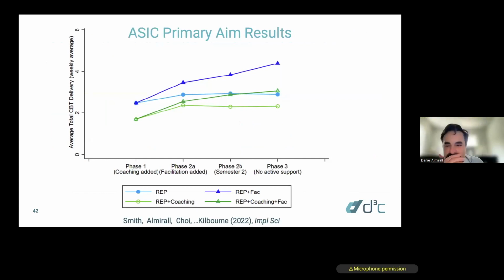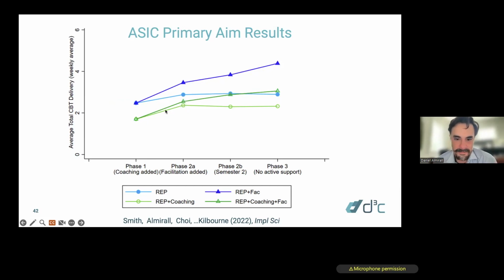Let me orient you to the results because they're pretty delicious. Time is on the x-axis. Just think of it as time. Where it says phase 1, that's when coaching is added or not added. And here where it says phase 2A, that's when facilitation is added or not added for the sites that are struggling.